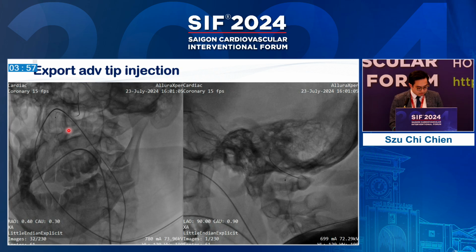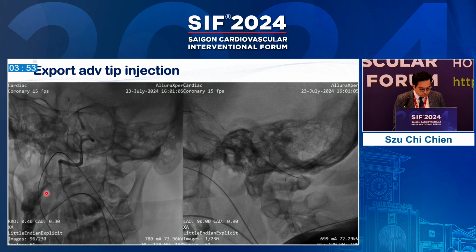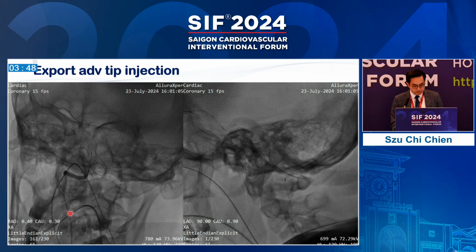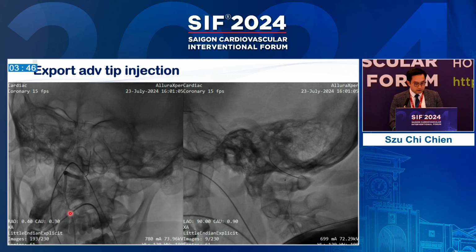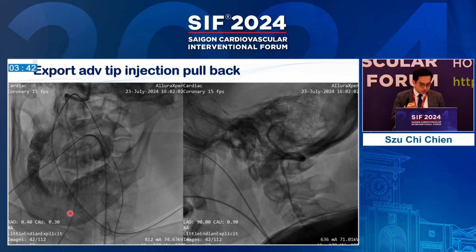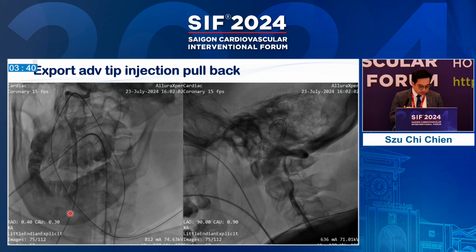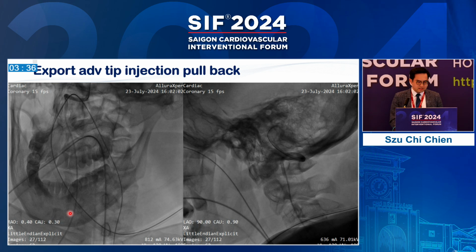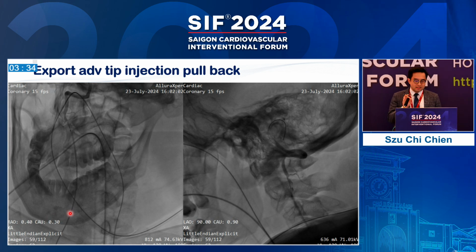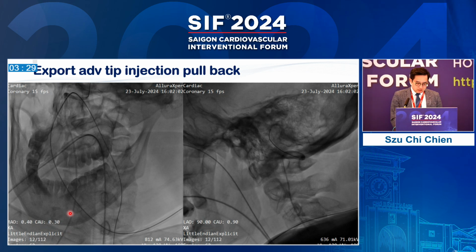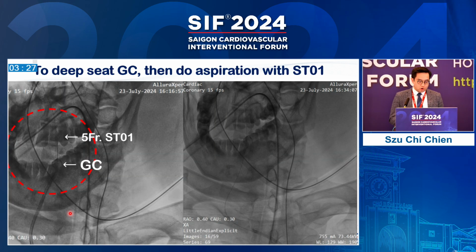As you can see, there's still a very large amount of thrombus in the proximal vertebral artery. Then I do some pull back to check where the thrombus is. There's a huge thrombus here, as you can see. So I think the tiny aspiration catheter cannot draw the whole thrombus out.